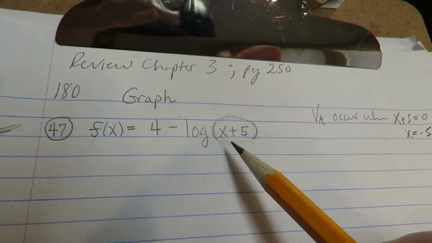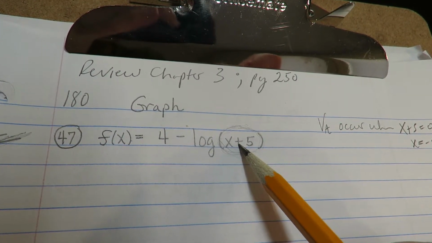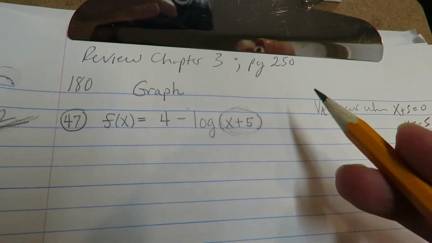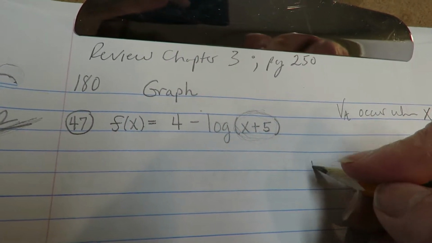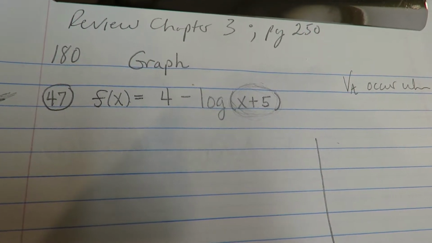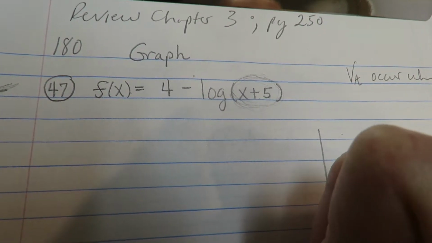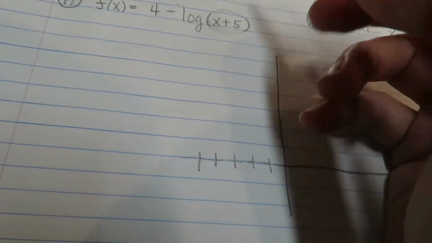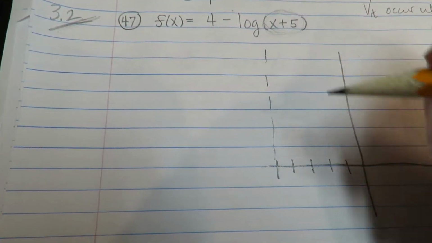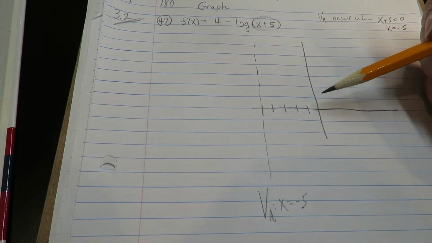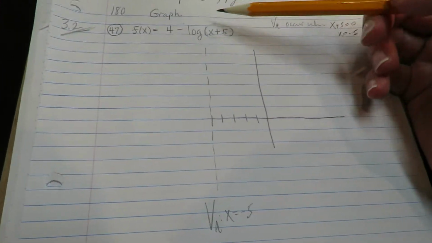Because this graph, if you remember, is always opposite of the inside. So this graph is pushed 5 units to the left, right? It's always opposite of the interior. So you're going to be required to always have the vertical asymptote on your test, on your final. So make sure you have that.